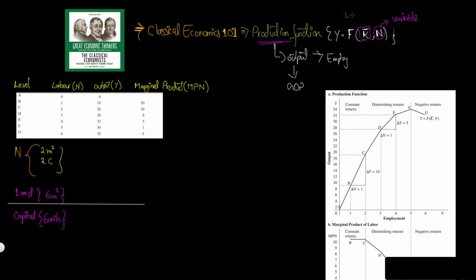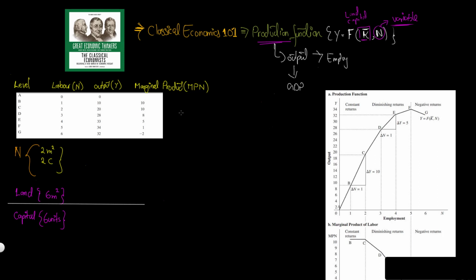We assume that land is constant. We assume that capital is constant. We also assume that enterprise is constant, since enterprise is just a fancy word for management. Since management is usually constant in most scenarios in classical economics, or even in Keynesian economics, in the short run the only variable that we consider in the production function is labor.